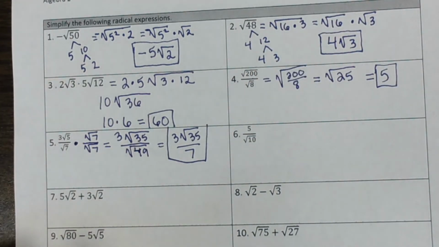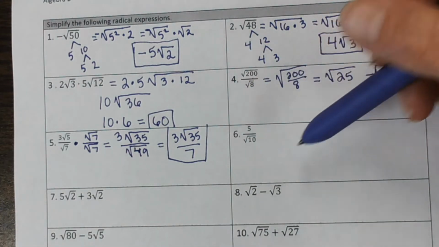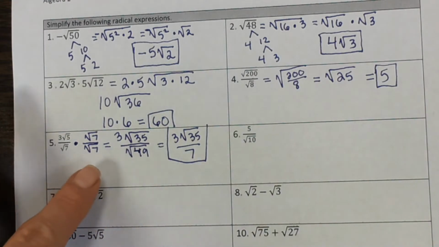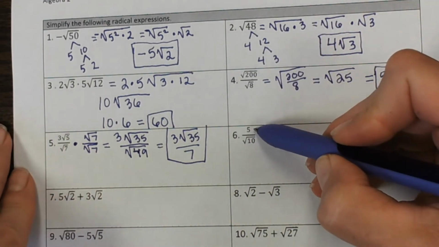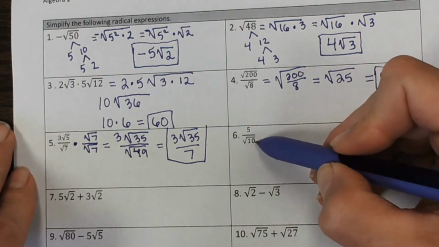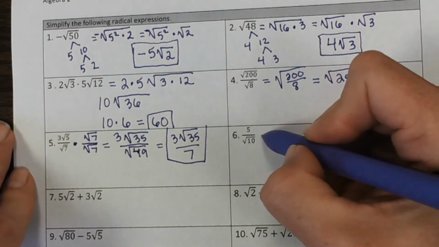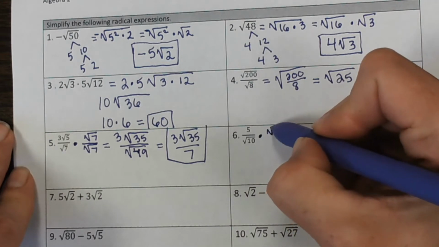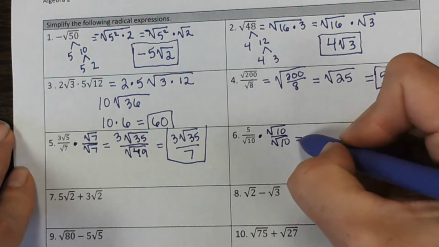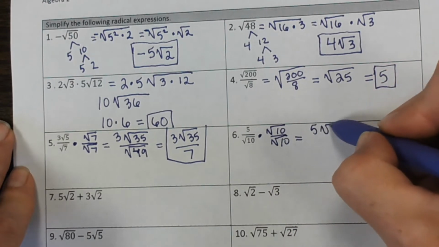All right, number 6. So again, we look at number 6 and we see a 5 over a 10 and we really want to reduce it. But remember, we cannot reduce here because the 5 is on the outside of a radical. It's not under a radical, and the 10 is on the inside. So the only thing we can do here is just rationalize our denominator. So multiply by root 10 over root 10. So I get 5 root 10.